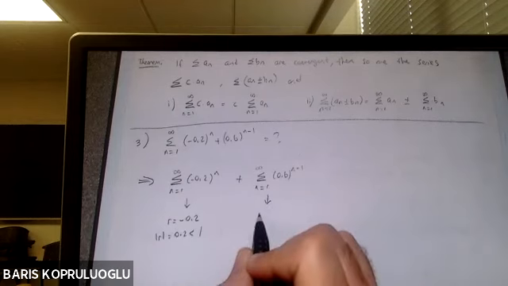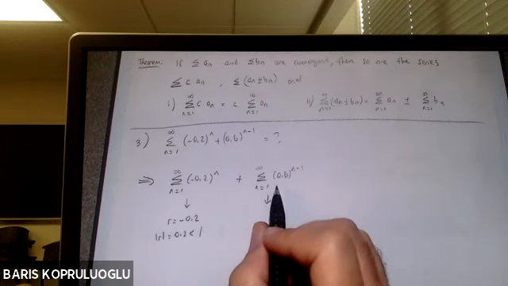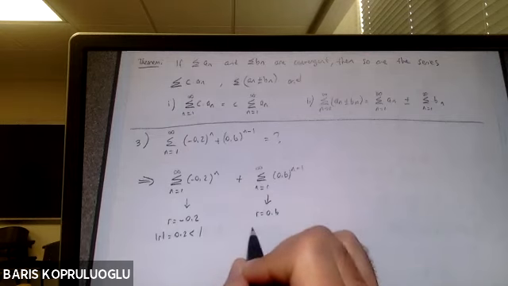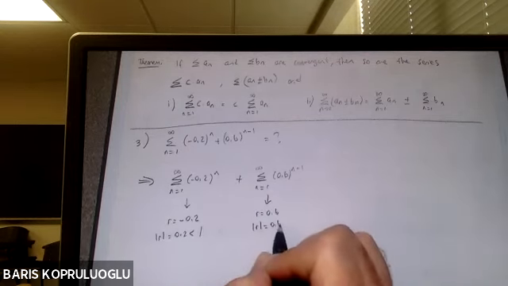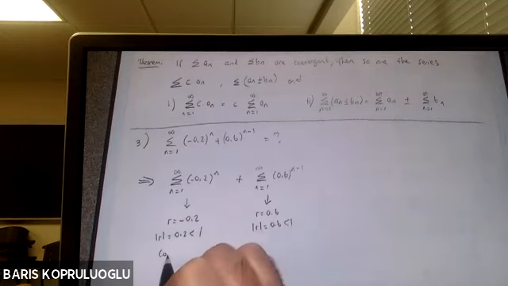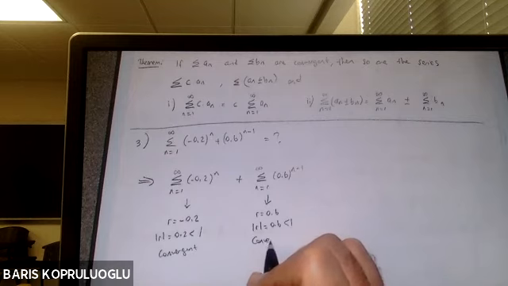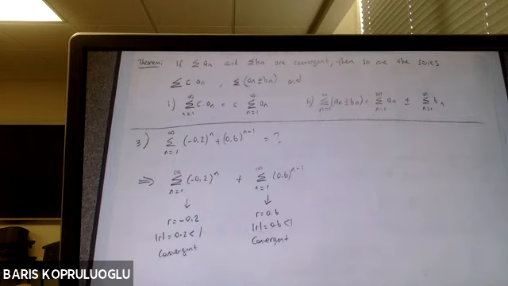And what about this one? This is also in the geometric series form. R is 0.6. Its absolute value is also 0.6. It's less than 1, so this is convergent. This is also convergent. And the theorem we just covered states that if they're both convergent, then their sum can be found.